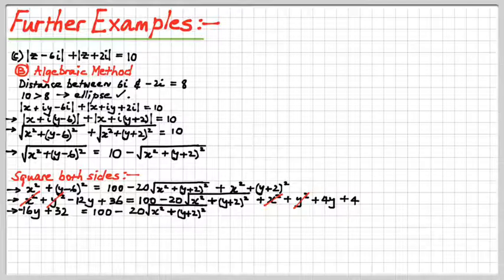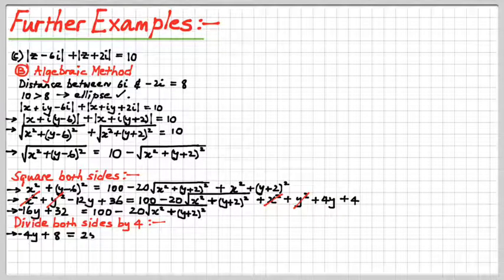Now, what's the common factor? I think it's got to be 4, don't you? Yes, I think so. So, therefore, let's go with that.